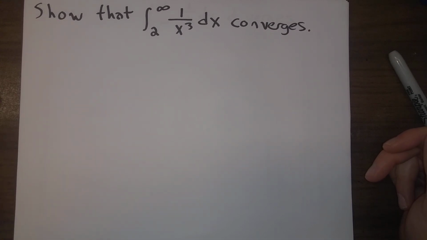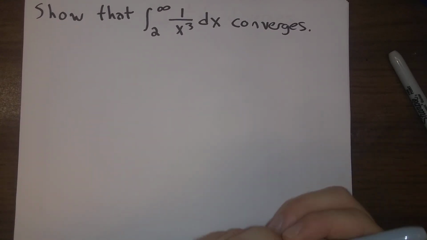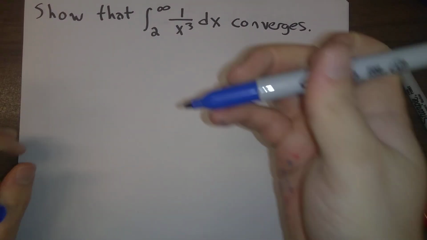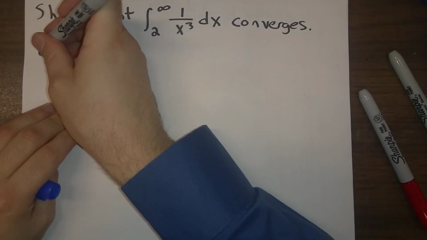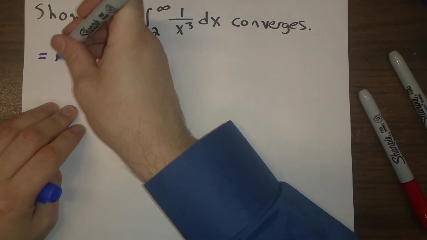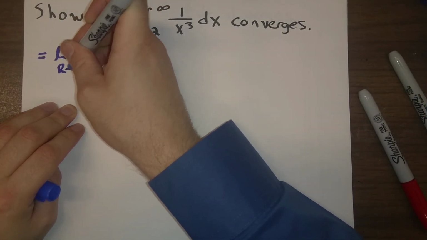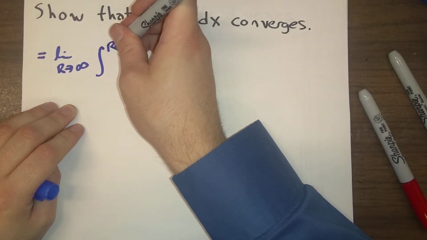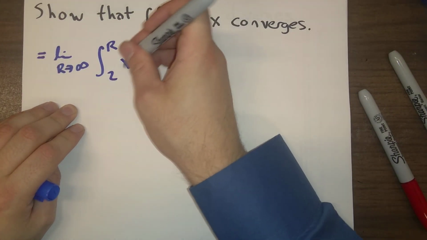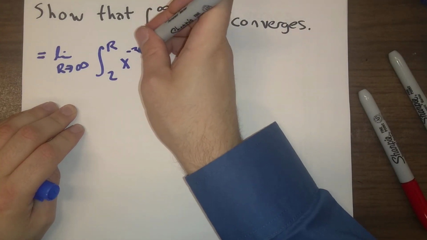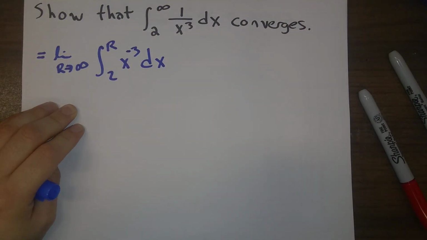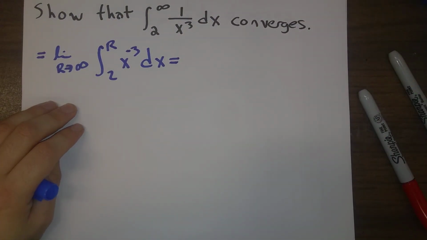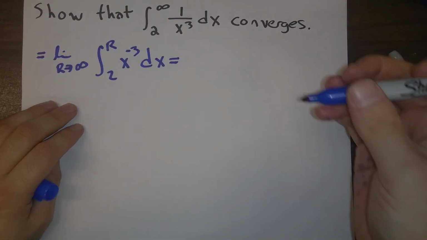Let's do the integral from 2 to infinity of 1 over x cubed dx. So we just know from before that we're going to rewrite this as a limit. Let's use r as the letter. We can use any letter we want, but might as well use r. 1 over x cubed is, of course, x to the minus 3. And so this is what we have to evaluate.